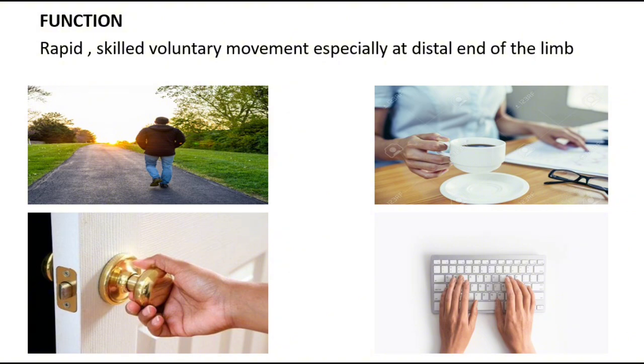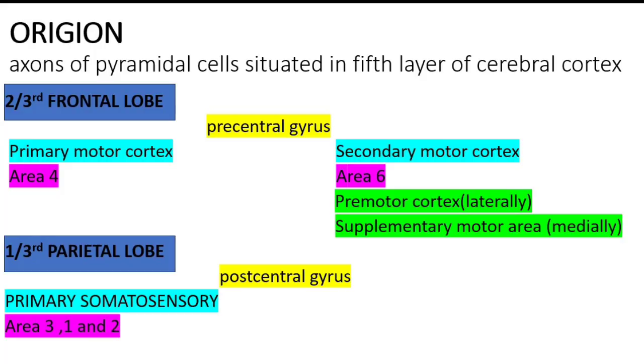These are some of the functions that I listed here, but there are many more functions that could be performed. So it's a very important major motor tract. We should keep in mind that its lesion could be very dangerous, and the person could lose the ability to perform voluntary movements. Now we're going to talk about the origin of this very important corticospinal tract.